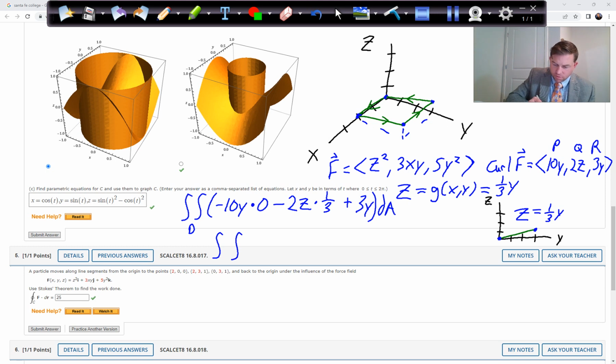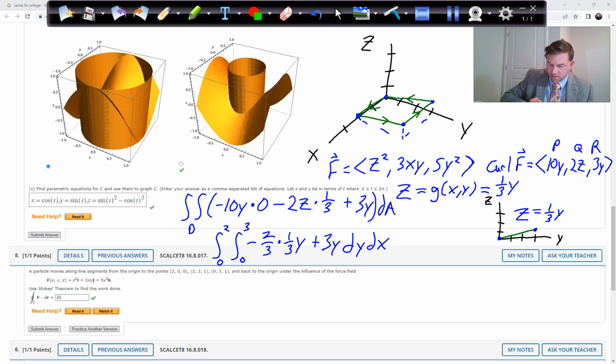So this first term goes away. This is going to be minus 2/3 times z, but z is really 1/3 y plus 3y, and I believe I did dy dx. Now you also have to reason out what your limits on x and y are. From this plane, you can see that y only varies from 0 to 3, and x only varies from 0 to 2.